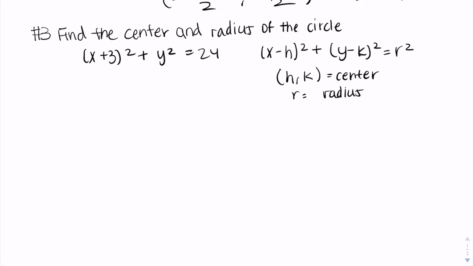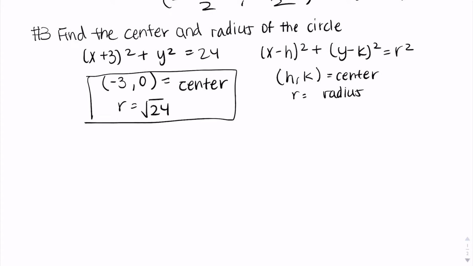So now back to this problem, you can see that the center is -3, and the y, since there's no number next to it, it will be 0, so the center will be equal to -3 and 0. For the radius, r, you have to square root it, so it will be square root of 24. So this will be our answer for that question.